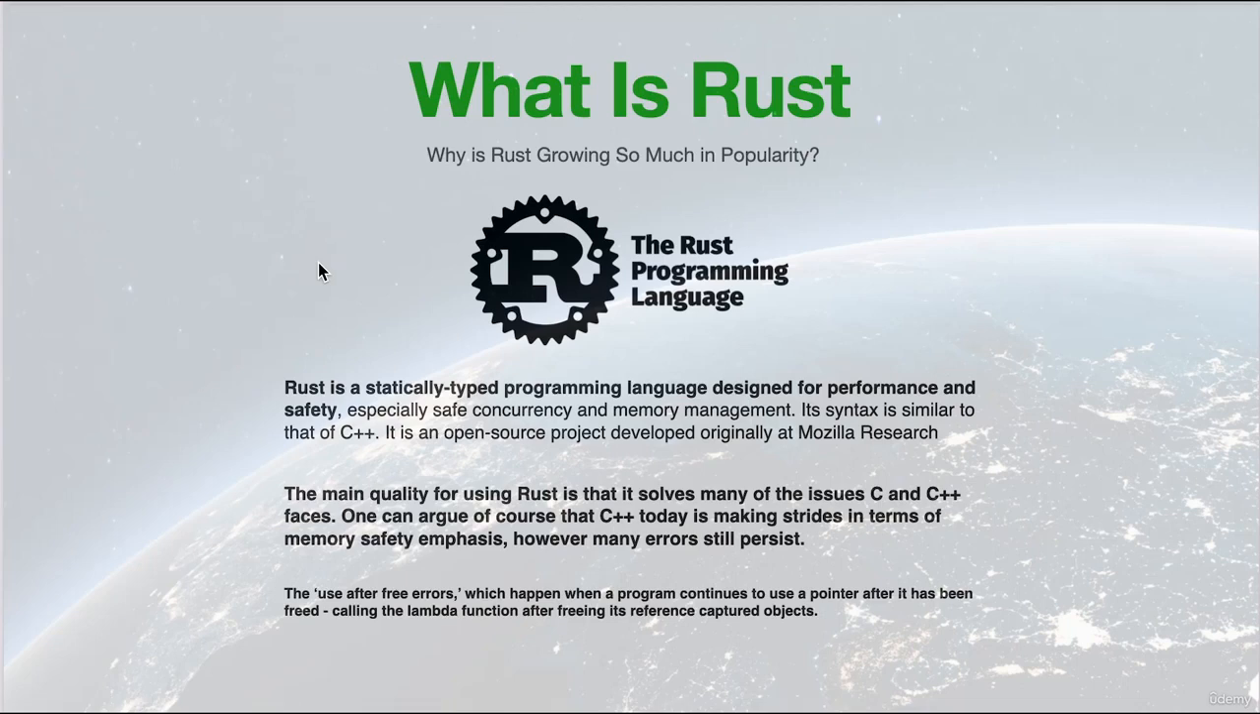So Rust was born in many ways to solve these issues in C and C++, issues that these languages actually still face today, even though they are, of course, used with some of the biggest programs in the world. Modern C++ has made many improvements over the years in terms of memory safety emphasis, but to be fair, there are still many errors which persist.